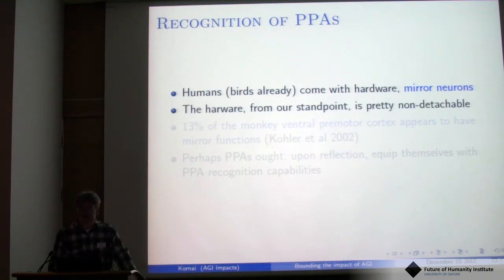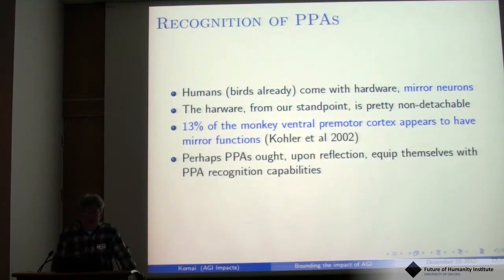The hardware is non-detachable, so it's not like we have an external recognizer module that some clever guy could detach or feed false information to or do something with. 13% of monkey ventral premotor cortex has mirror functions. Few people would willingly part with 13% of their brain.